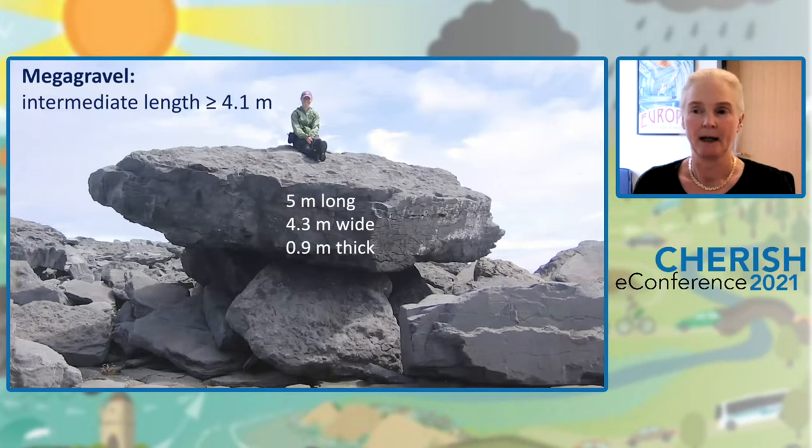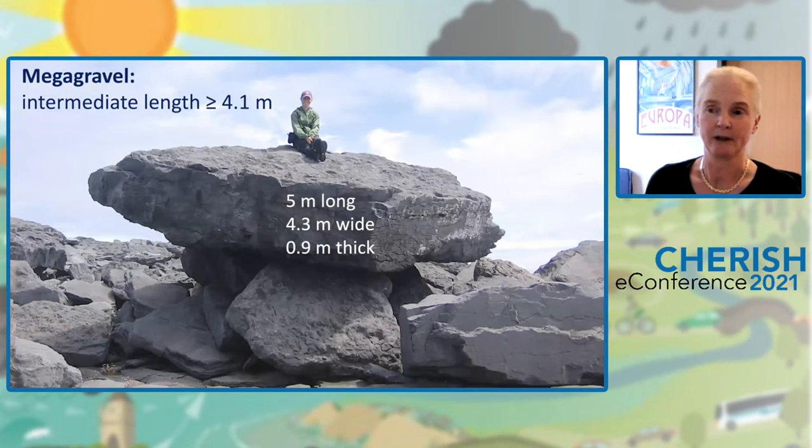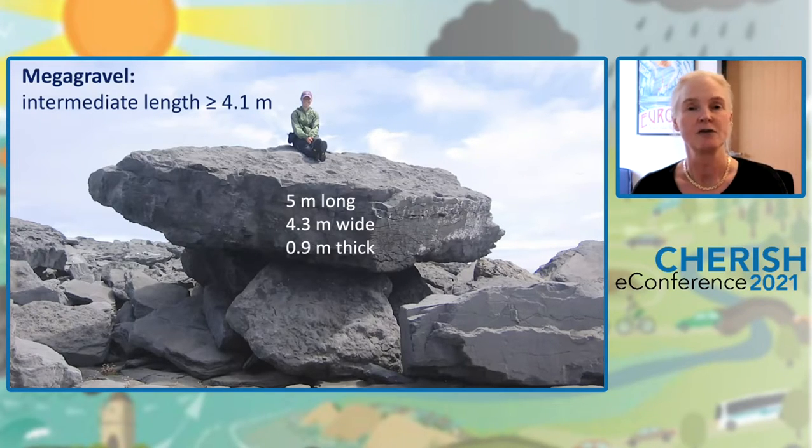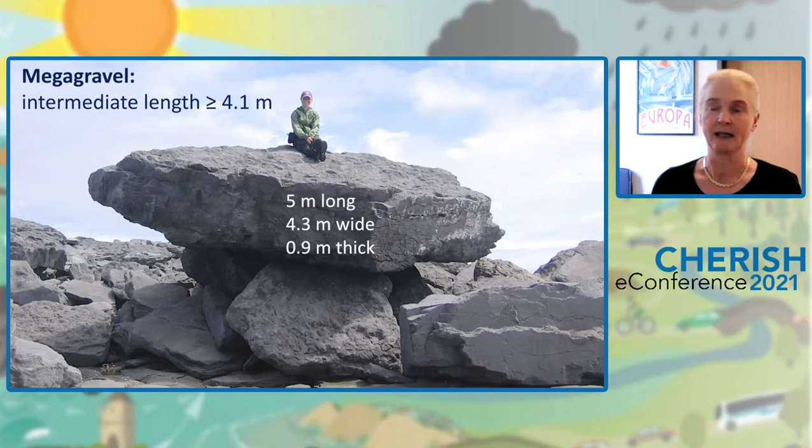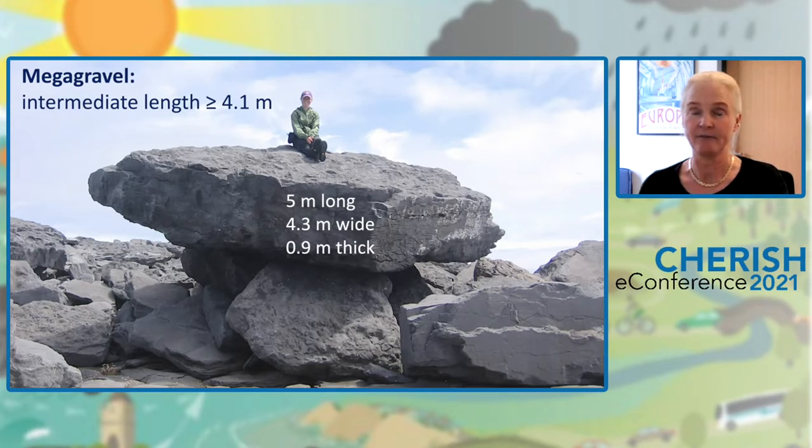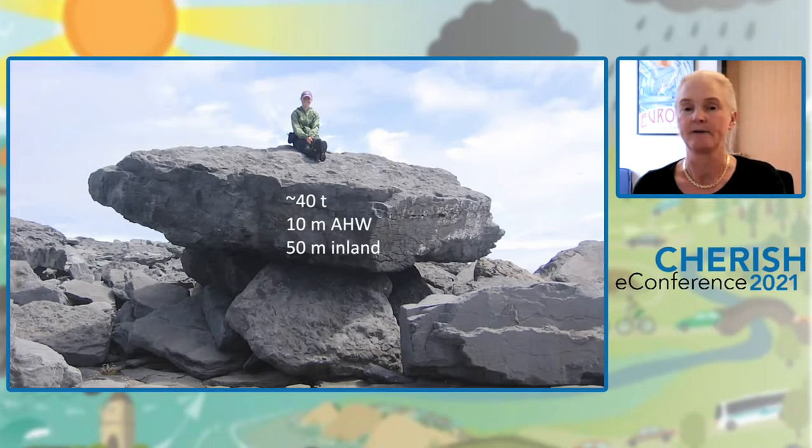tandem. And to define the term megagravel that I used in the talk title, this is actually a technical term, perhaps my favorite technical term, and it refers to boulders with an intermediate axis that's at least 4.1 meters. This particular example here, which is on Inishmore, I refer to it as the dolmen block for obvious reasons. And it is about 5 meters long, 4.5 wide, and almost a meter thick. And this thing weighs about 40 tons.